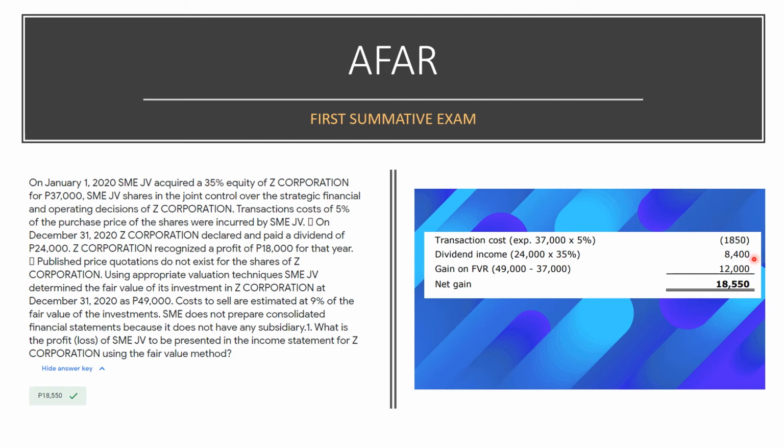So we get 8,400. And the gain on FVR, okay? So we have here the gain. So we have 49,000, the fair value, okay? So 49,000 less the 37,000. So we have 12,000. So our net gain is 18,550.